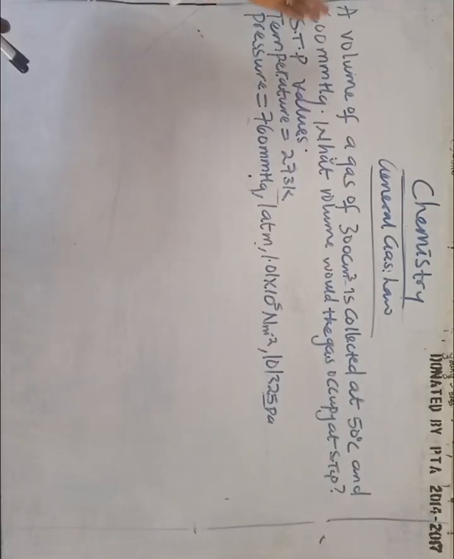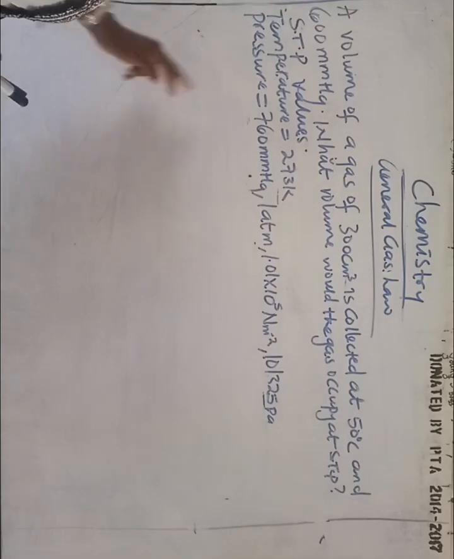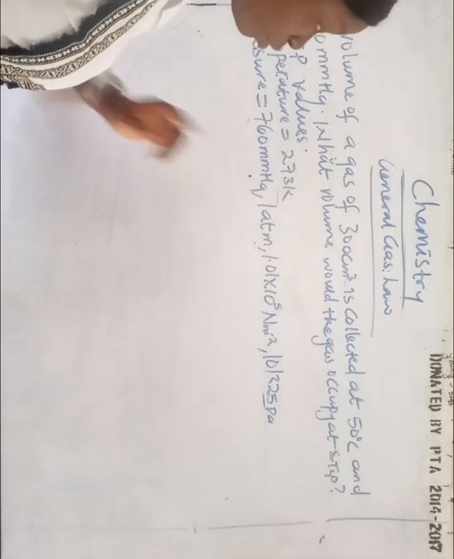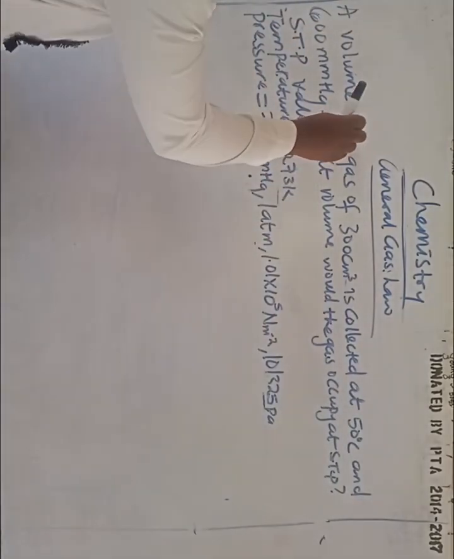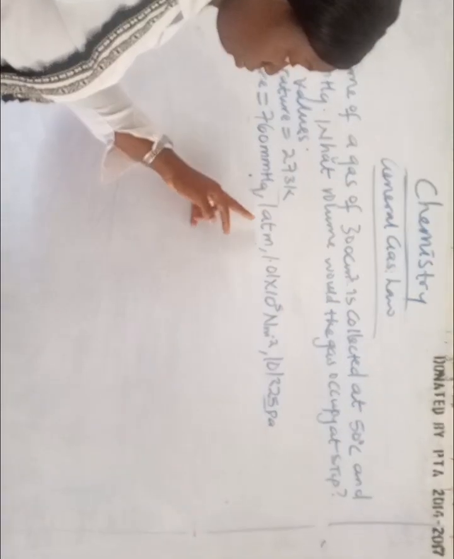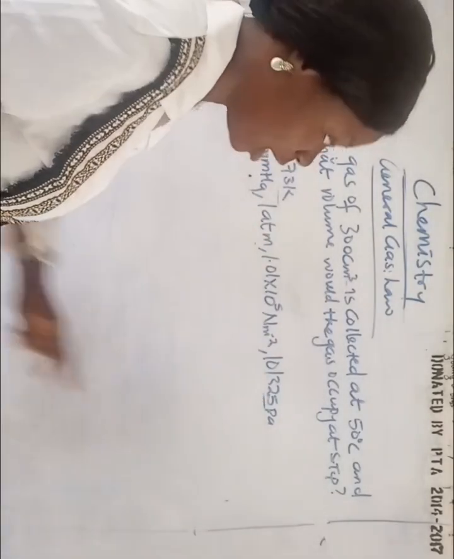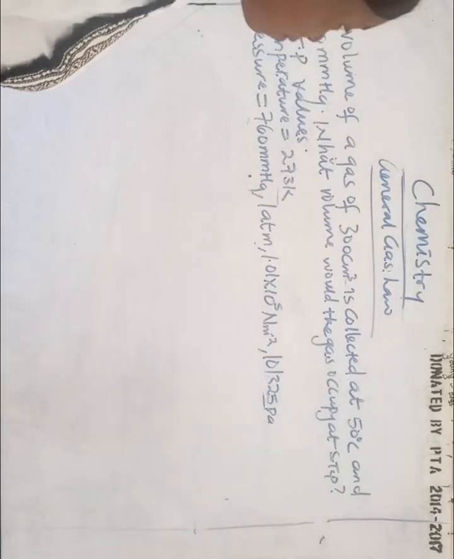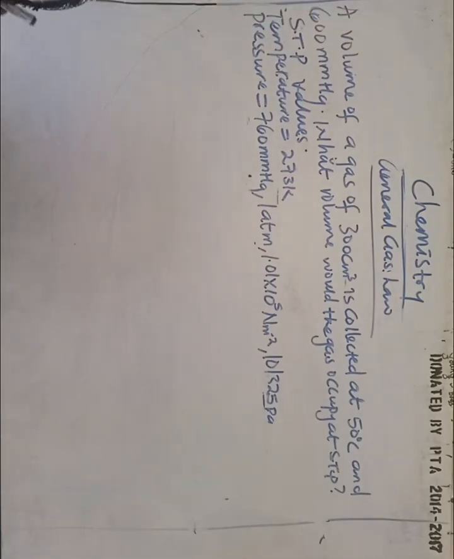Then pressure at STP, we have different values because of the different units. If you look at the pressure here, they gave us 600 millimeter mercury. So your pressure at STP is also going to be in millimeter mercury, so it's going to be 760. And then in ATM, Newton per meter square and Pascal, you just follow those units accordingly so that we can have the correct answer.